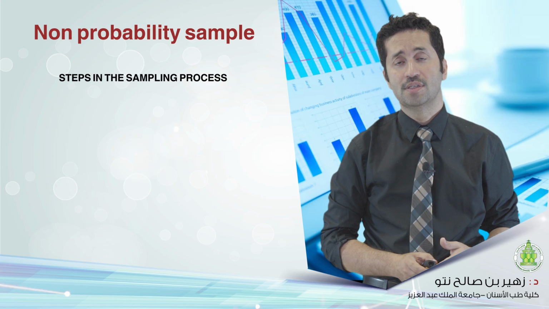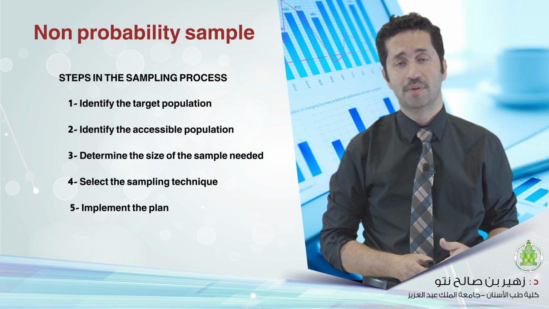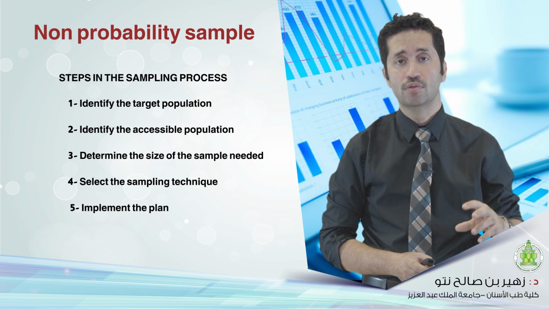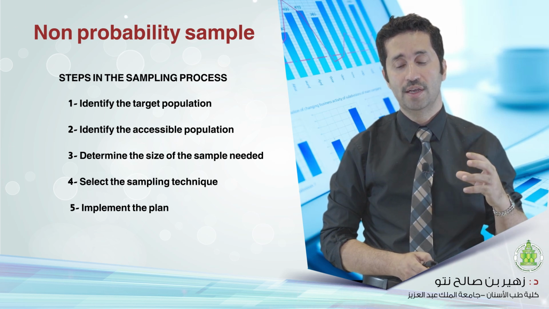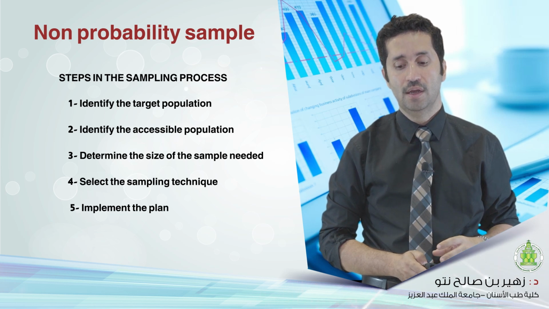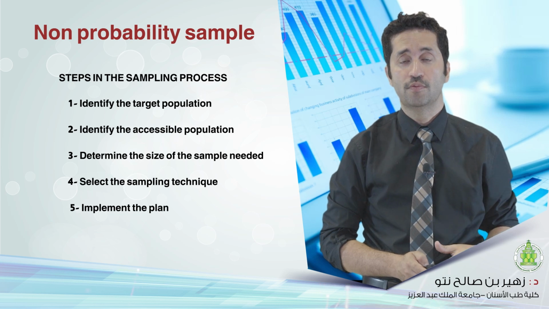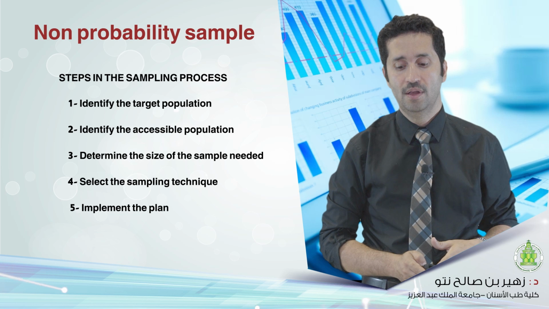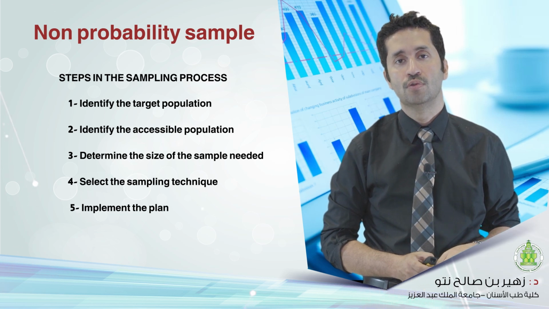The steps to take a non-probability sample: first, identify the target population. Then decide how we're going to take this group of participants based on the sample size that we need. We decide whether to take a convenience sample, snowball, or quota sample, and then we start to take the participants and include them in the study.